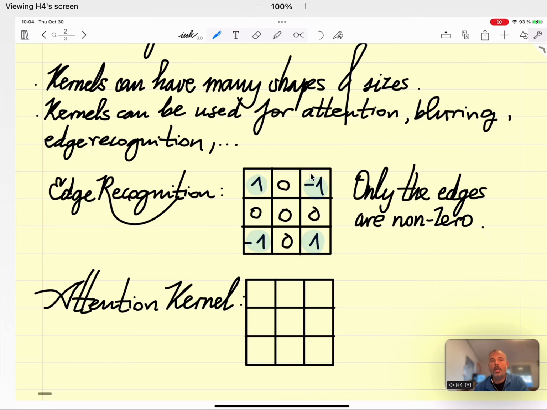When we're looking at an attention kernel, it's exactly the opposite. The corners are 0, and we highlight the center because we have an attention kernel. All the rest is made negative. This would be an attention kernel. The middle is highlighted. It's made 4 times bigger.